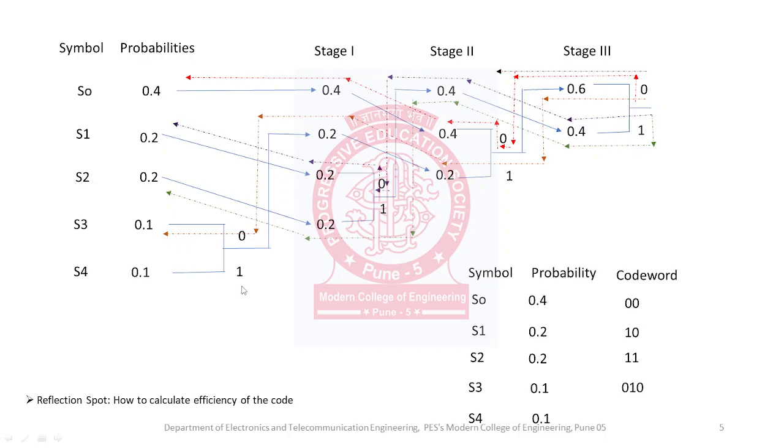Now for S4 we are going to trace the black color path. Here 0 is assigned, here 1 is assigned, then here no code is assigned, here 1 is assigned. So our code word will be 0 1 1.